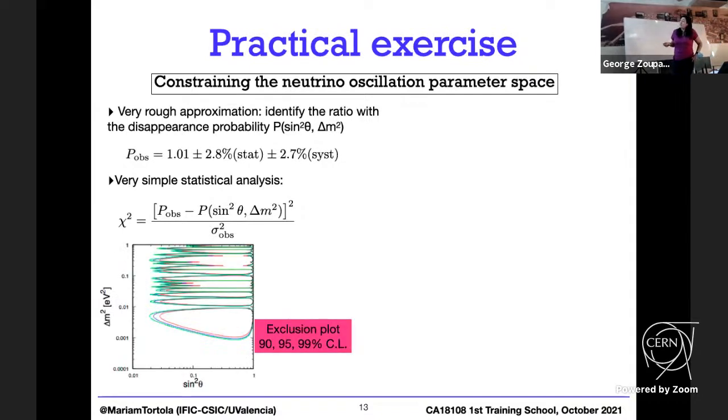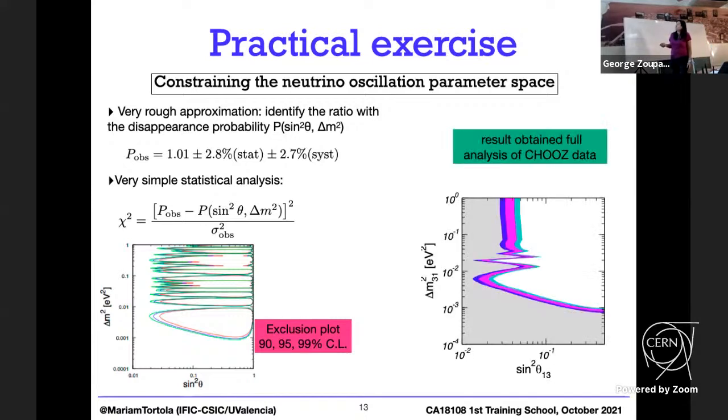So with this, you can get the excluded region for 90, 95, and 99 confidence level. So this region over here to the right will be the excluded region. You can do this with just a very short code, and you will get this. Of course, it is not enough if you want to do precise things.